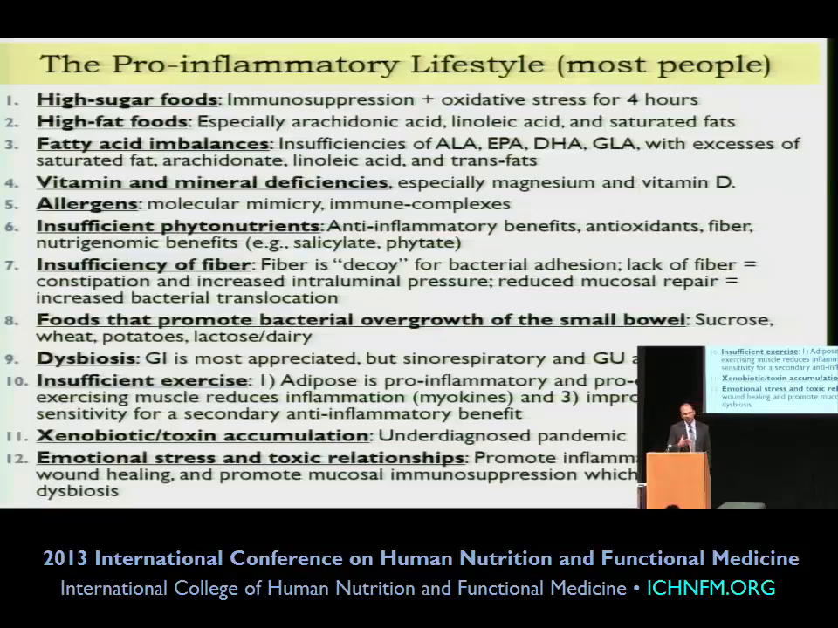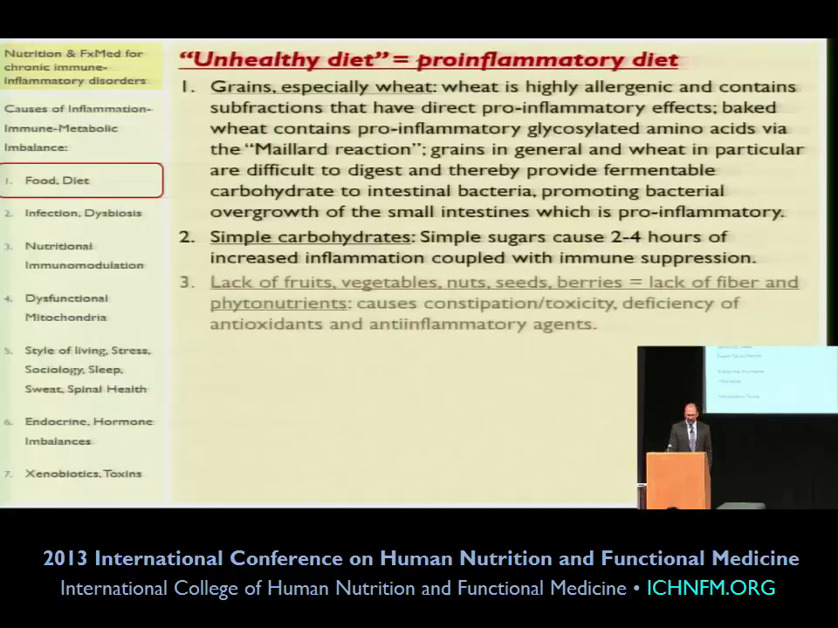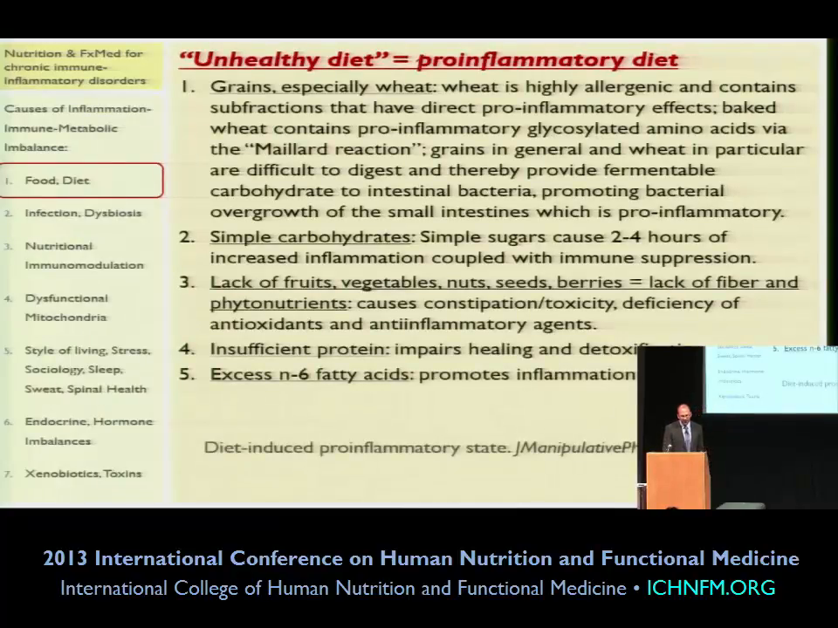Foods that promote bacterial overgrowth, again, wheat and dairy, potatoes. Dysbiosis, not enough exercise, toxin accumulation, emotional stress, and toxic relationships. So we try to get people off of their Western lifestyle, which promotes inflammation, onto a wellness lifestyle, which is anti-inflammatory. These are the components of the American diet, which I just touched on. Too many grains, especially wheat, simple carbohydrates, lack of fruit. So lack of fruit and vegetables translates into lack of phytonutrients. Lack of phytonutrients translates into lack of antioxidant protection as well as anti-inflammatory protection.